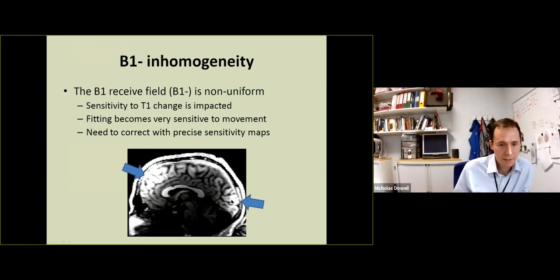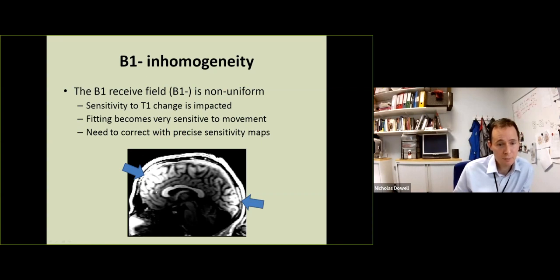Like I said, the receive sensitivity of our head coil is quite appreciable. So this is just an image of someone's brain here, no gadolinium or anything like that, just a regular image, but I've changed the contrast to show you that the bits of the brain that are near the receiver coil, so the front of the head here and the back, appear much brighter than those buried deep within the brain. And this is because it's closer to the receive elements and therefore appears brighter.